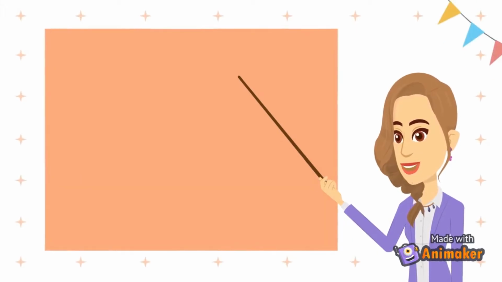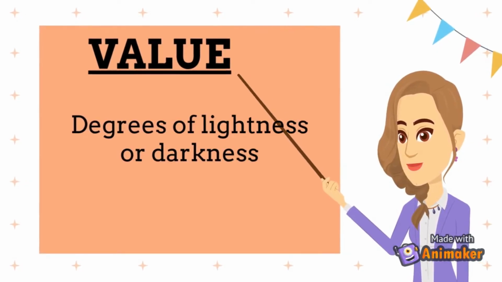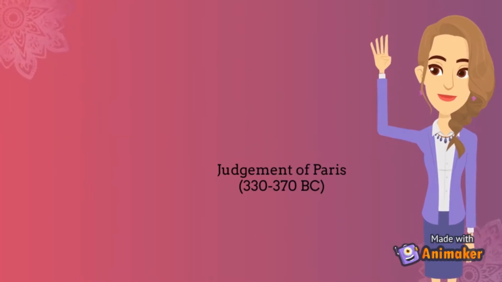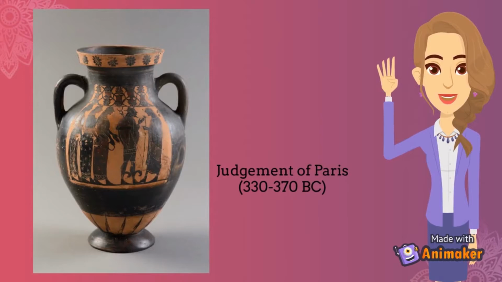The 4th element is called value. It is degrees of lightness or darkness. The difference between values is called value contrast. Let's see the example of value during Western and Classical art. Judgment of Paris in 330 to 370 BC. It is a vase during Greek time. As you can see, the background is dark, while the designs are light.